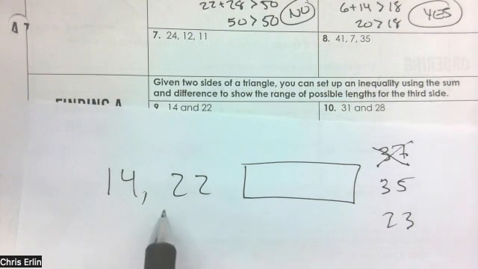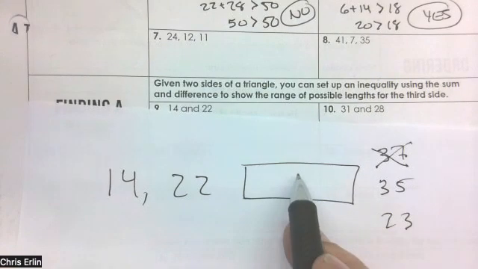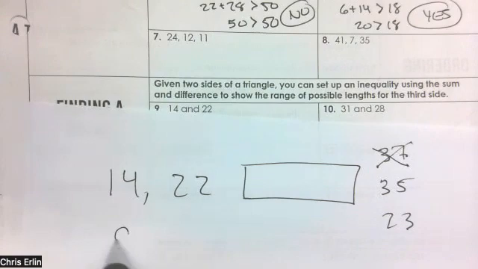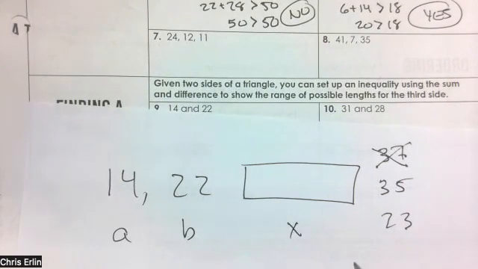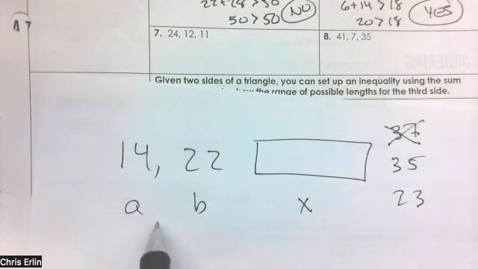Okay, so let's first assume that this third side is the biggest side. Okay, we're about to find the biggest side. And I'm going to call this A and this B and this one X. It's only going to work if the relationship is what?